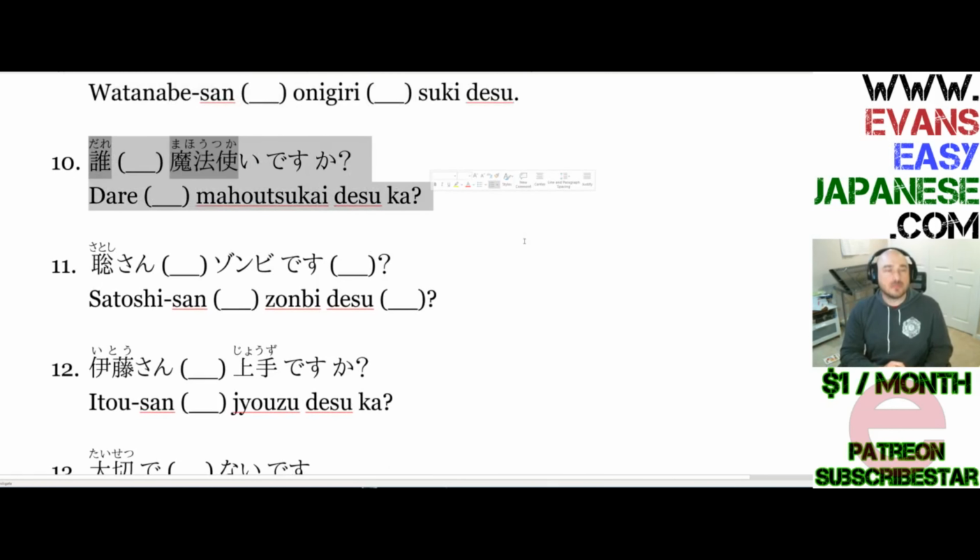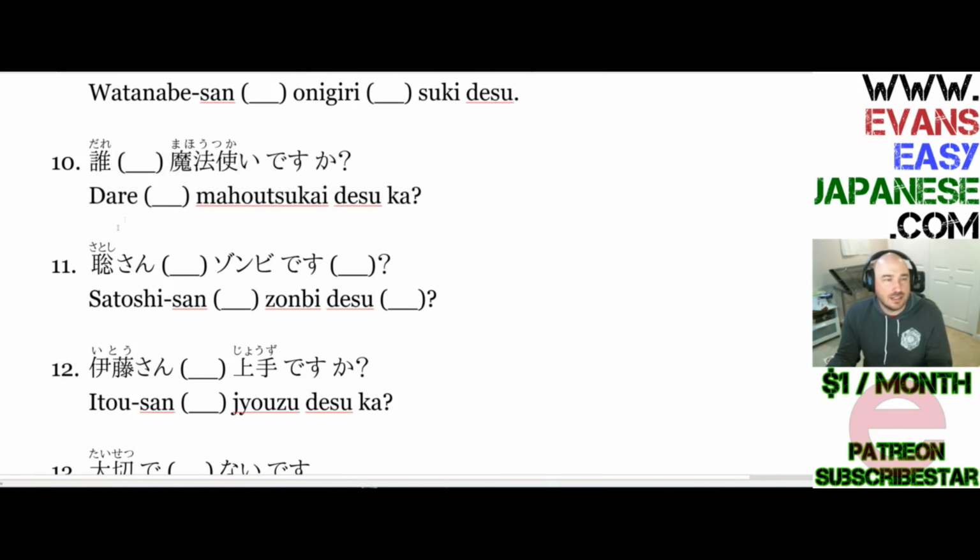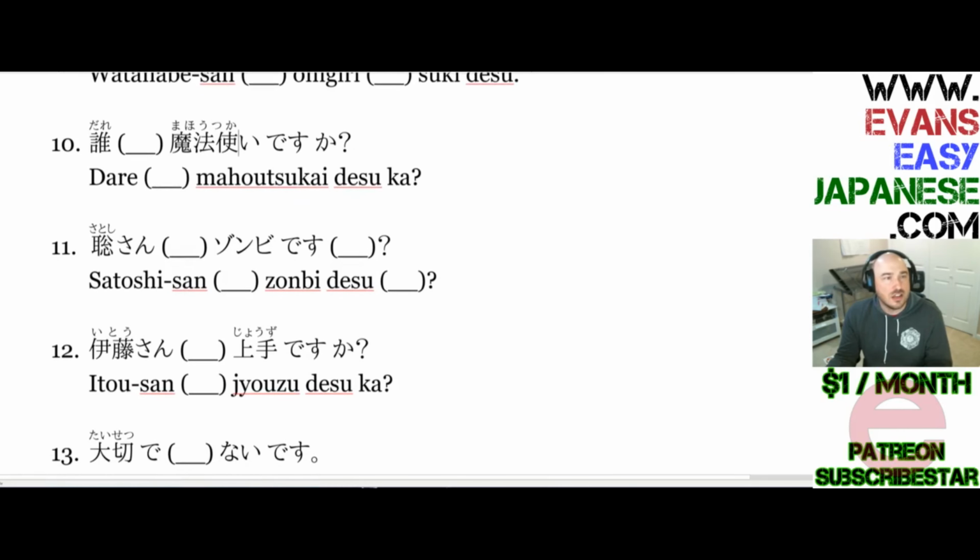Dare ga mahotsukai desu ka? Any idea what that means? Who uses magic? Close. Who is a wizard? Notice there's no verb. It's a magic user. There's no masu. It's a ga. It can't be a wa. After interrogatives, you can't really use a wa because the intonation just comes out very strange.